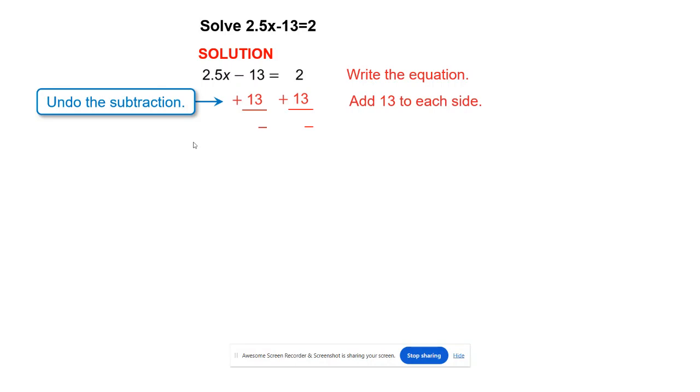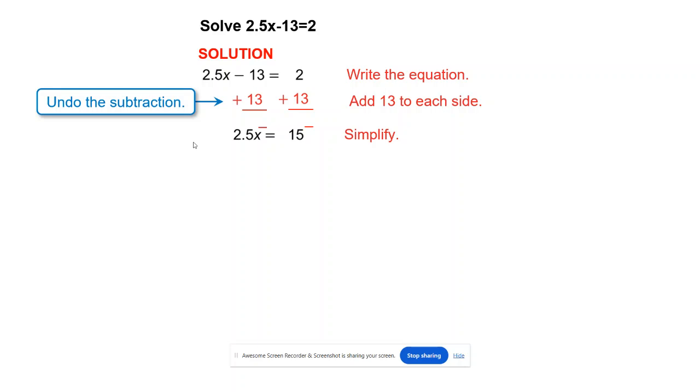So on your screen, you should see the equation 2.5x minus 13 equals 2. Right now, I'm noticing that we have a minus 13 attached to a 2.5x. To get that minus 13 to the other side, we do the opposite of subtraction, which is addition. So to undo that subtraction, we add 13 to both sides. That's going to cancel out the 13s on the left, and we're left with 2.5x equals 2 plus 13, which is 15. That takes care of the first step.